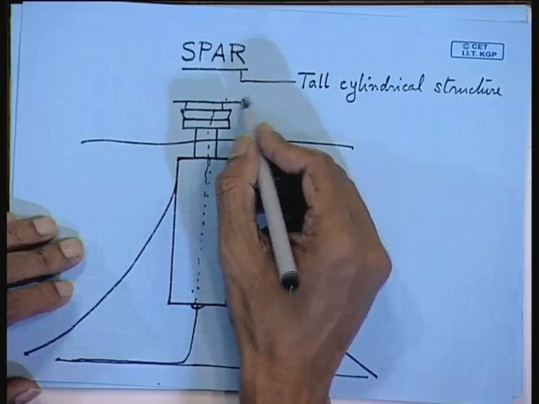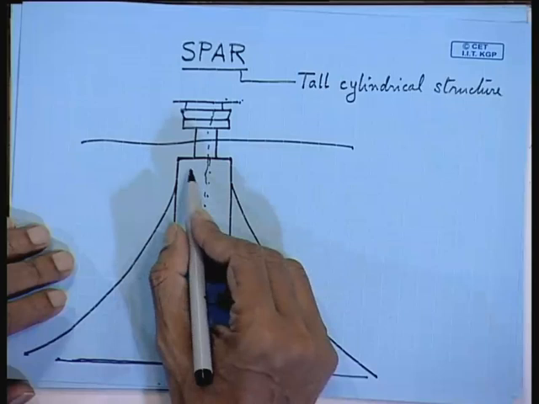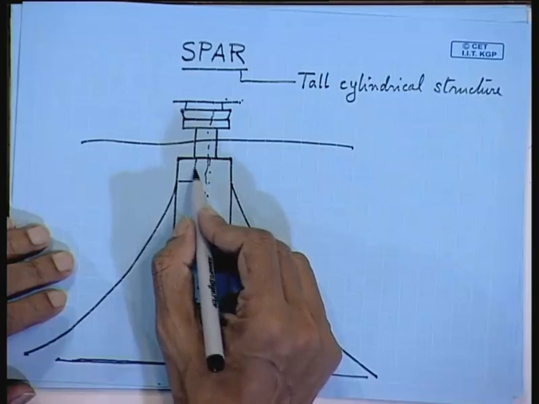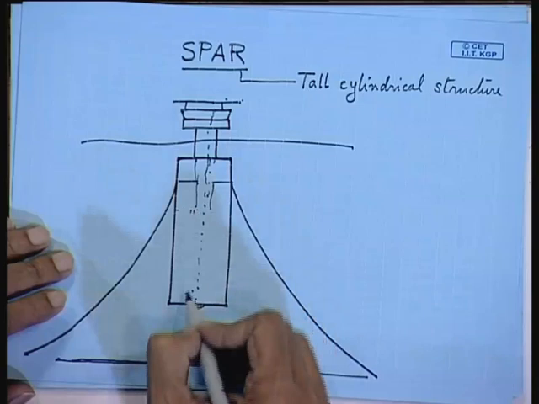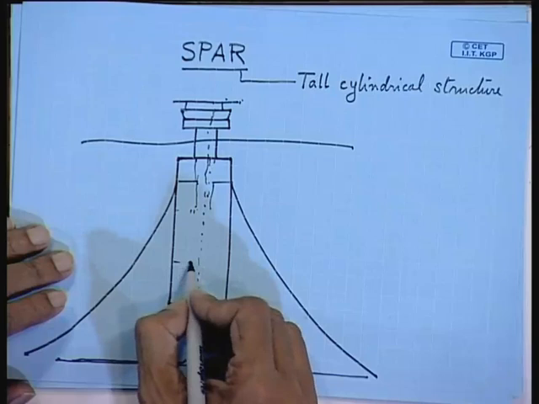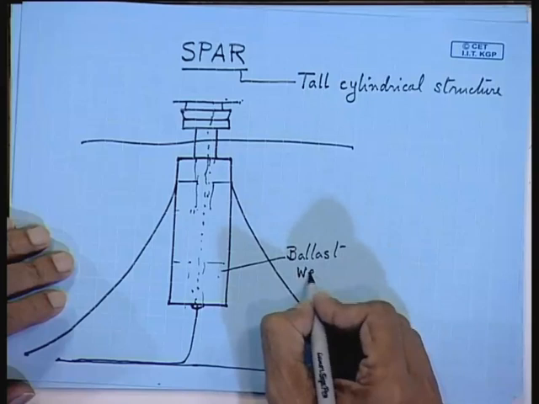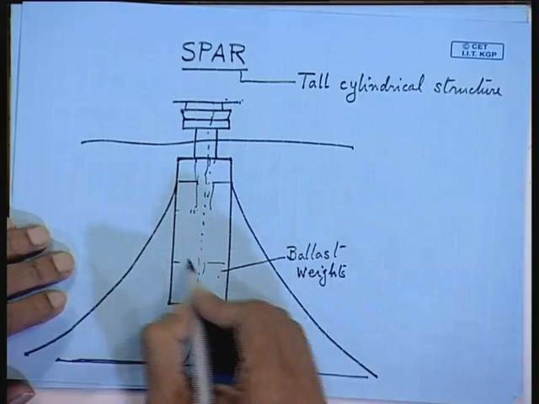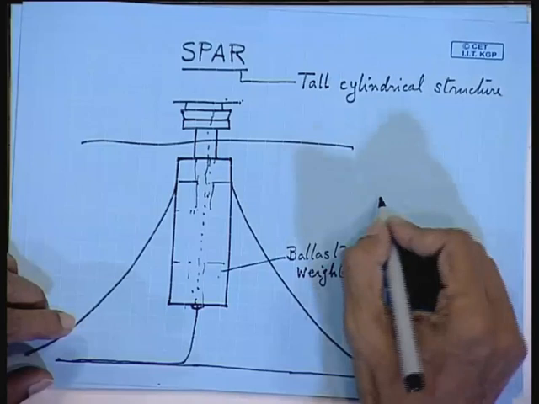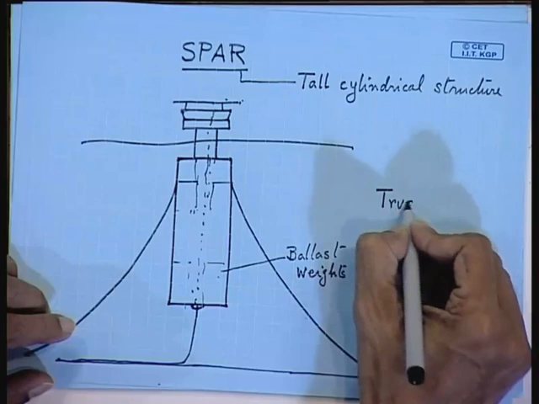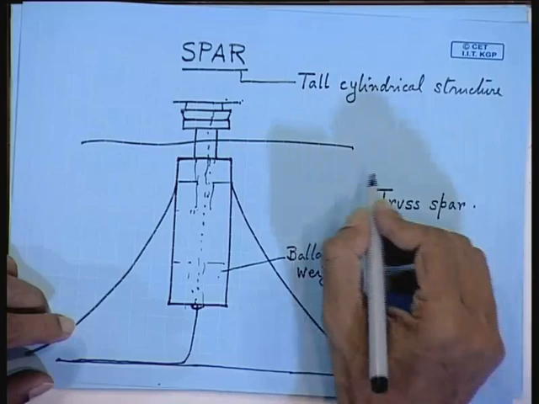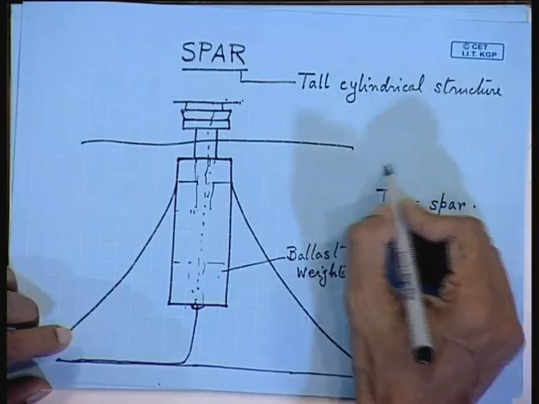So normally in the spar you will find the empty tanks, giving buoyancy, are located at the top, and down below you can have what is known as ballast tanks or weights. So you have ballast weights down below. Now instead of this cylindrical tank, you can replace part of the cylinder by means of a truss. These are called a truss spar. The other one is, I think, a cylindrical spar or something.